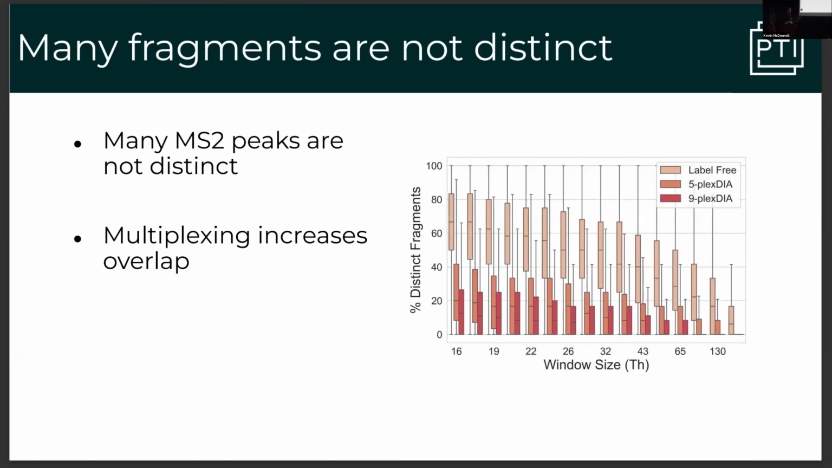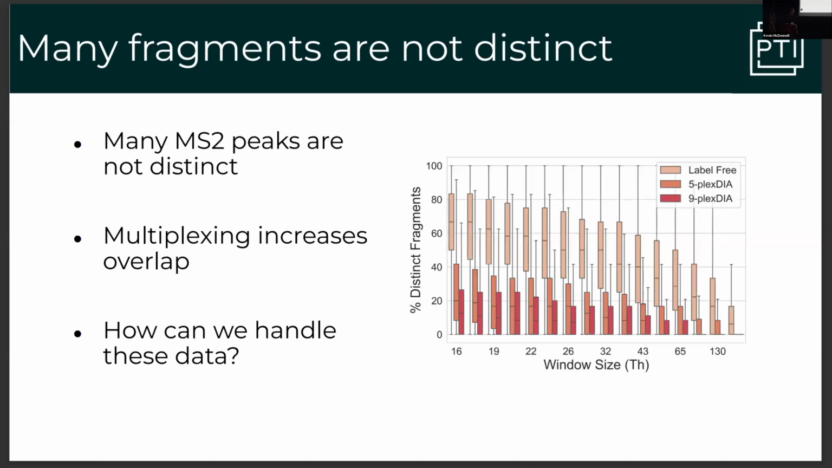But we want to push towards greater and greater multiplexing, so we're putting more and more peptides into these spectra. This is only considering monoisotopic peaks, not isotopic overlap. And you can see how we're driving the number of distinct fragments per peptide down towards 0. This includes the 5-plex and the 9-plex. As we move towards greater and greater multiplexing, we need to think about how we can handle data where this overlap is increasing further.